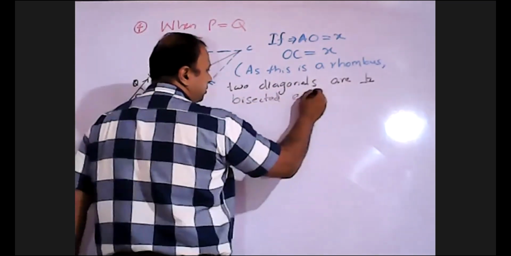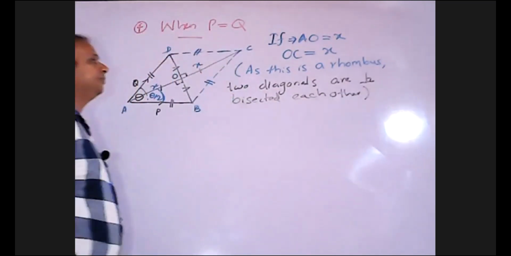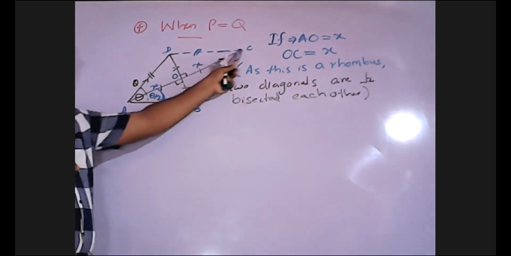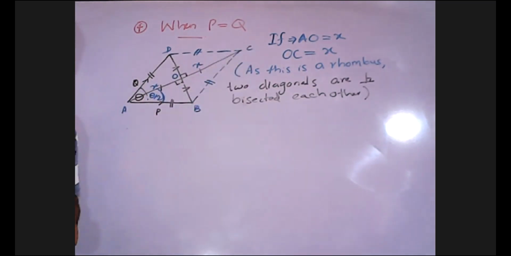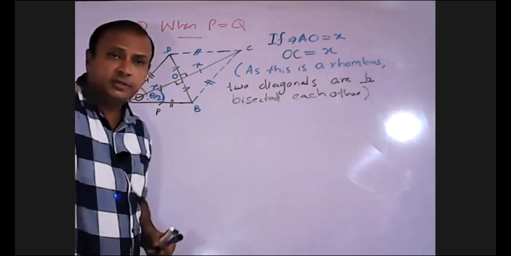Bisected each other. Therefore, this is a perpendicular bisector. Therefore, if it is X, this one also X. Okay. Did you understand? Did you take my point?